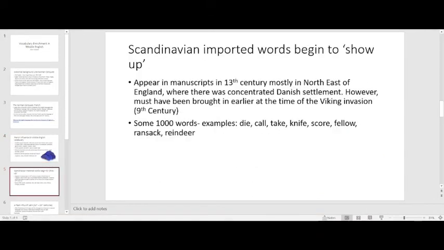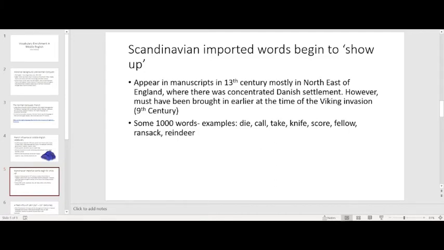However, French wasn't the only source of new vocabulary in the Middle English period. Scandinavian words were imported. While there is only evidence that these Scandinavian words came about in the 13th century, mostly in the northeast of England where the Danish settlement was great, it is thought that in the 9th century after the Viking invasion, this was when the words started to be brought over, but according to the manuscripts, the 13th century was officially when it started. They brought over some 1,000 words.